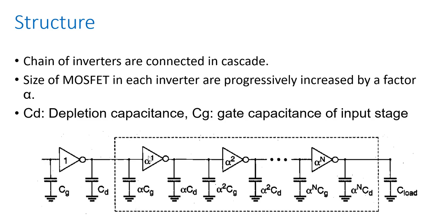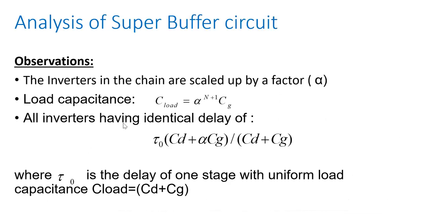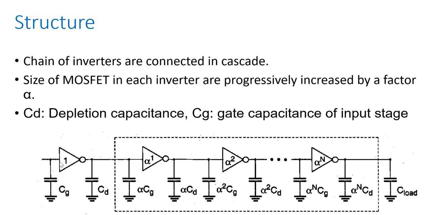So let this be 1, this be 1, this be 1. All stages have input CG, output CD. The total capacitance connected at the output, for alpha equal to 1, will be CD plus CG. So when size is 1, load capacitance equals CD plus CG, and let the delay you are getting be tau 0. Then the delay of this logic gate when capacitance equals CD plus CG is tau 0.